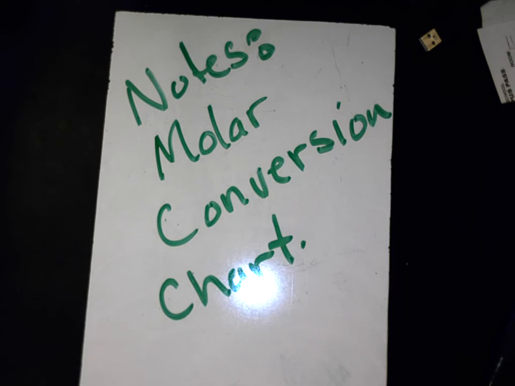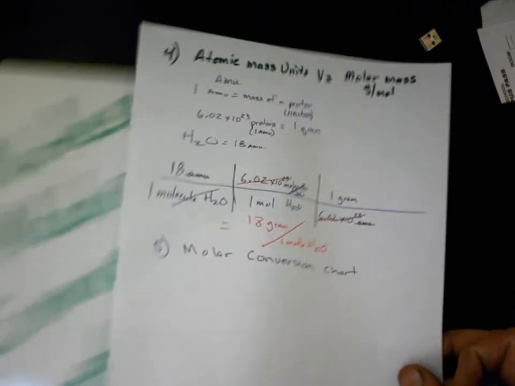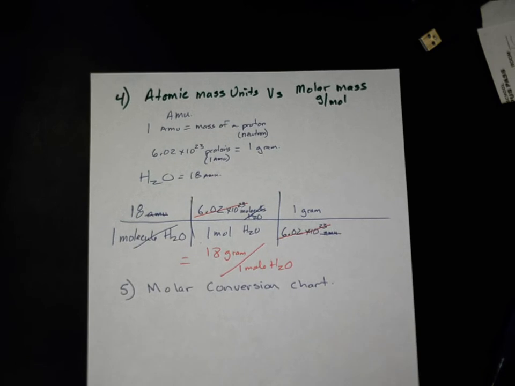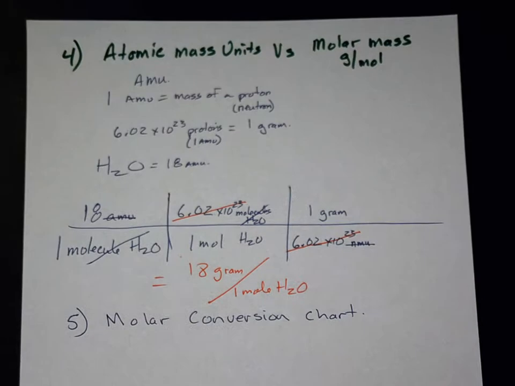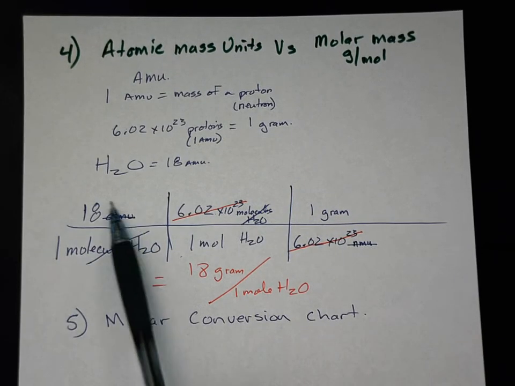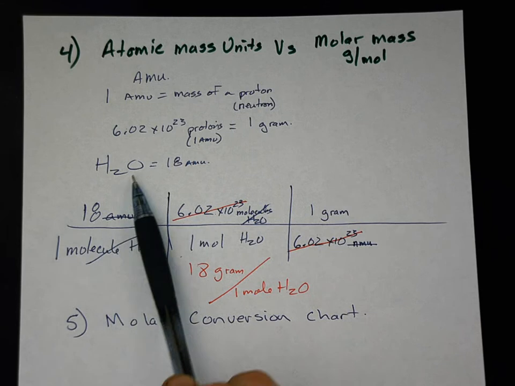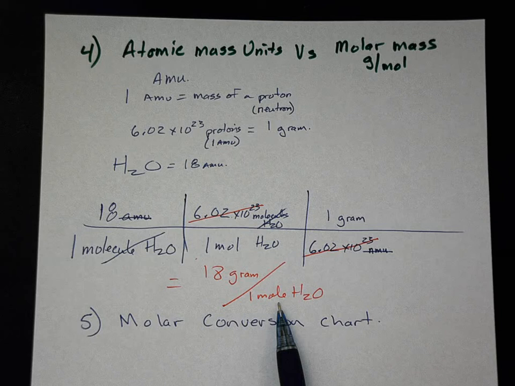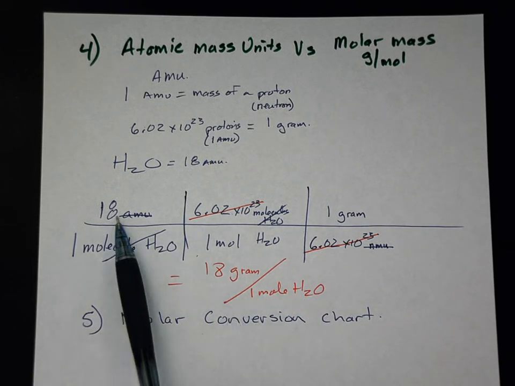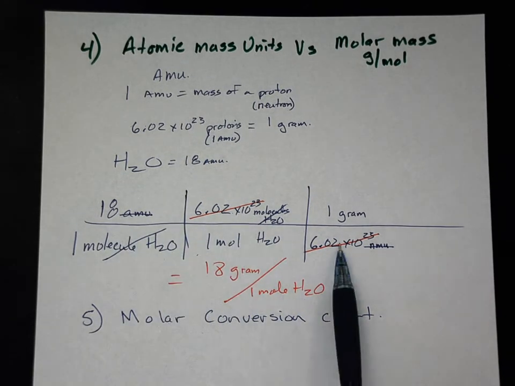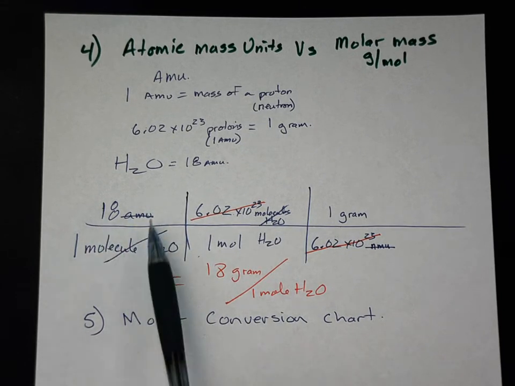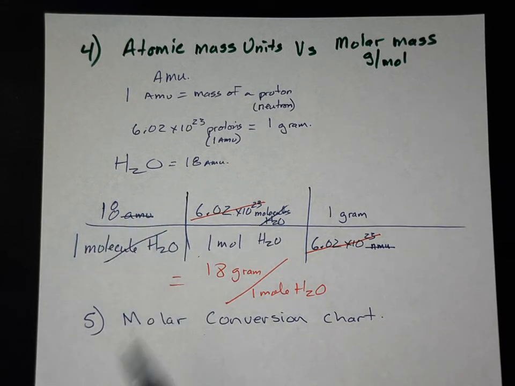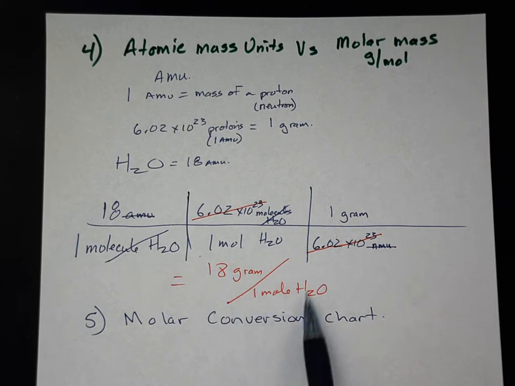And the last time we took notes, it was notes number 4, atomic mass units versus molar mass. This was just to show you that atomic mass units, in this case 18 atomic mass units in a molecule of water, converts into 18 grams per mole of water. Normally we don't do all this. We just say you look on the periodic table, figure out how many atomic mass units are in the atom or molecule, and then that directly converts over into molar mass, grams per mole.